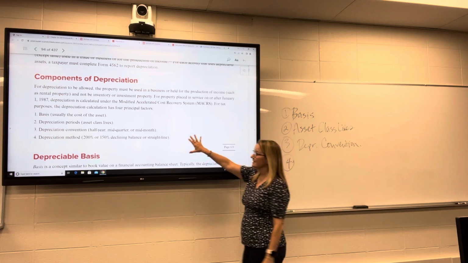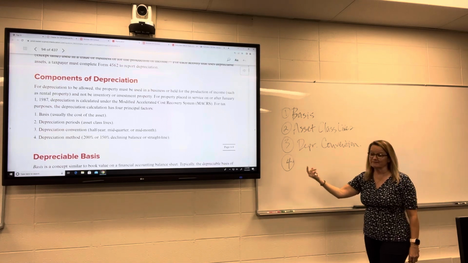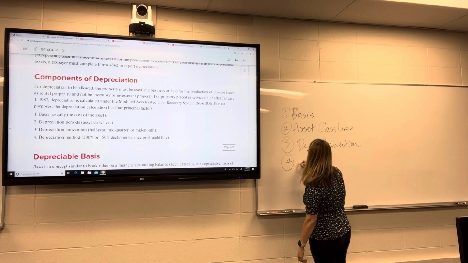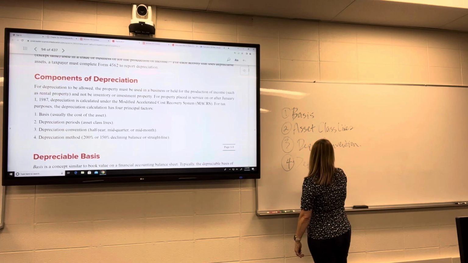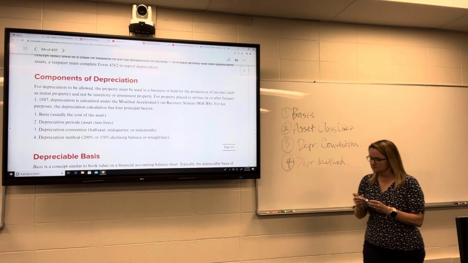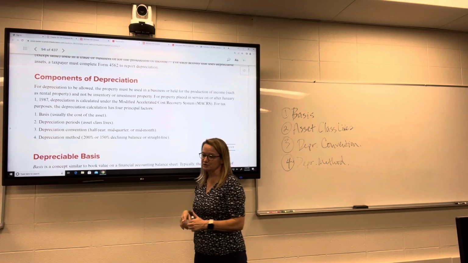So you can see here, not mentioned is salvage value. We have no salvage value. We're going to depreciate the whole thing. So depreciation method. These are the 4 components of depreciation that we're going to talk about.